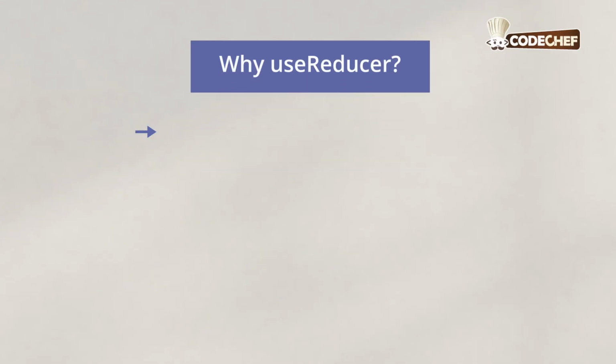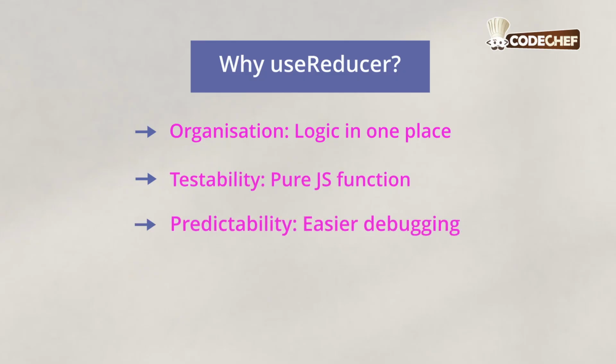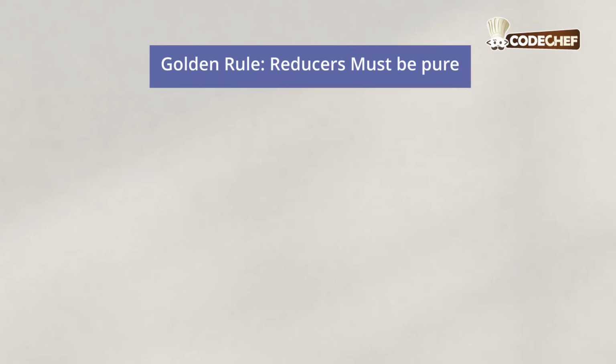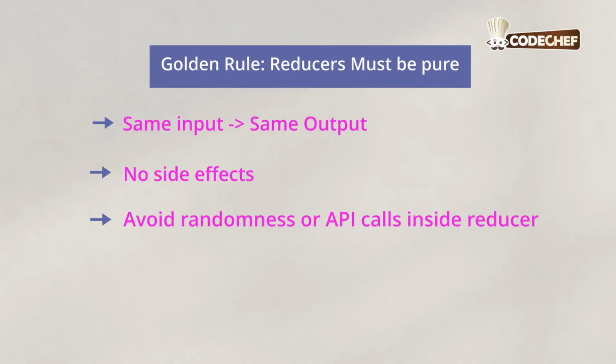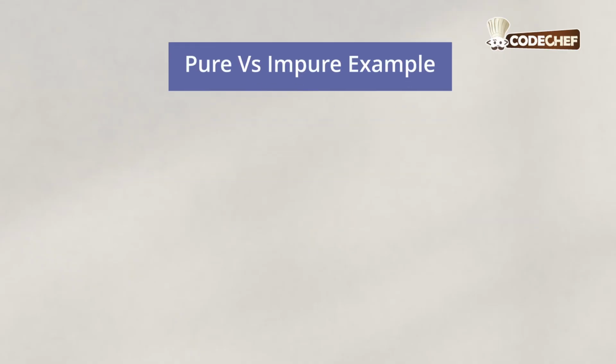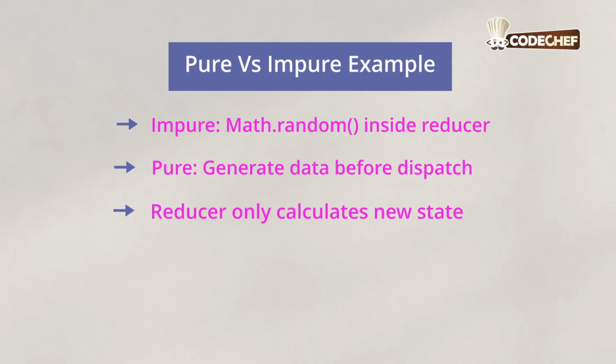Now why use useReducer? It keeps logic organized in one place and makes reducers easy to test because they are plain functions, and improves predictability during debugging. Reducers must always return the same output for the same input. They should not create side effects like API calls or random values because React may run them multiple times. An impure reducer might generate random IDs inside the reducer. A pure approach generates the ID before dispatching, and the reducer simply uses that value.